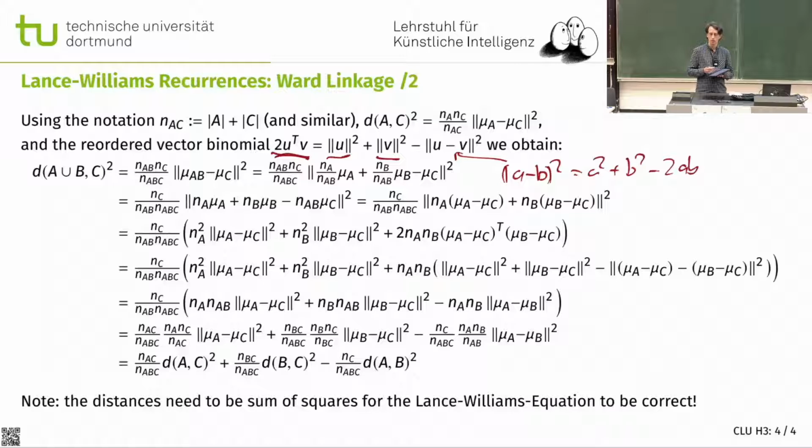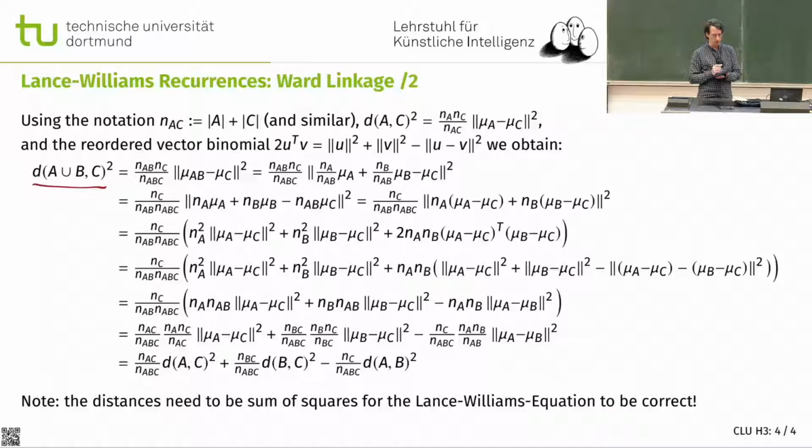And now I can perform this very lengthy proof. Will take some time, unfortunately. And you want to find the distance when merging AB to some cluster C and its square distances, then it is the distance of the means, that is this equation that we proved on the previous slide. So that's my starting point.